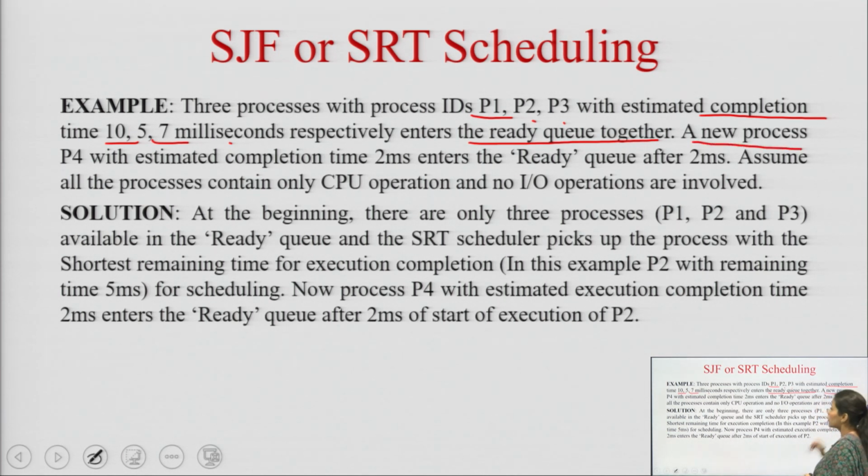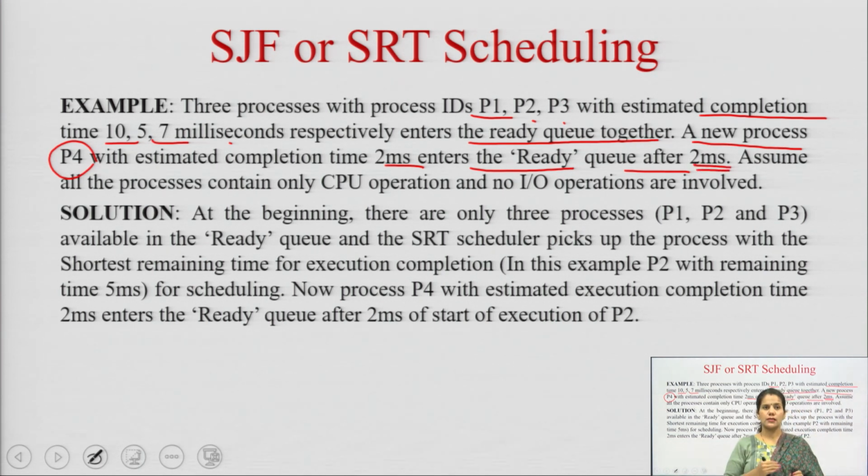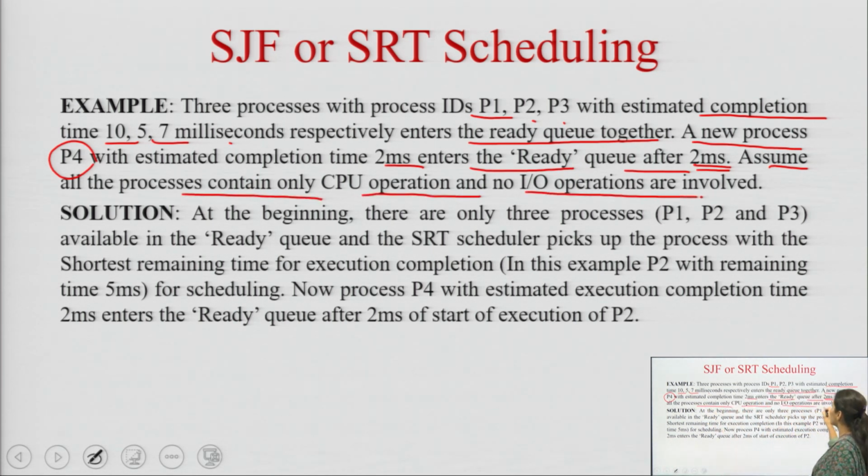Now, a new process, that is P4 with the estimated completion time of 2 milliseconds, that is the execution time of the newly entered task. It enters the ready queue after 2 milliseconds. Okay. So, after 2 milliseconds means when the ongoing task has completed the 2 milliseconds, then the new task has entered the queue. Now, we have to assume that all the processes contain only CPU operation and no input output operations are involved. Now, let us see what will be the solution.